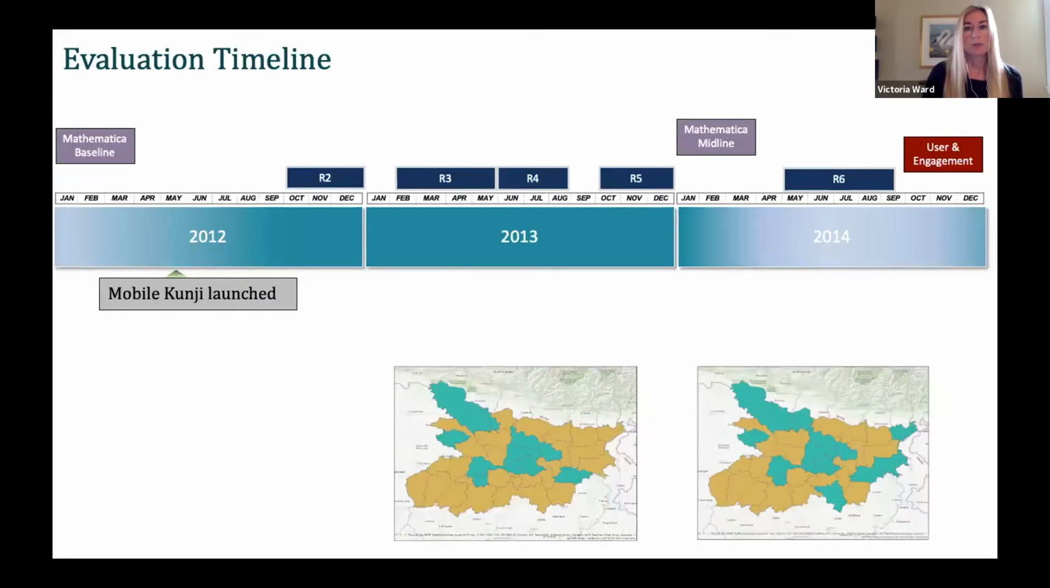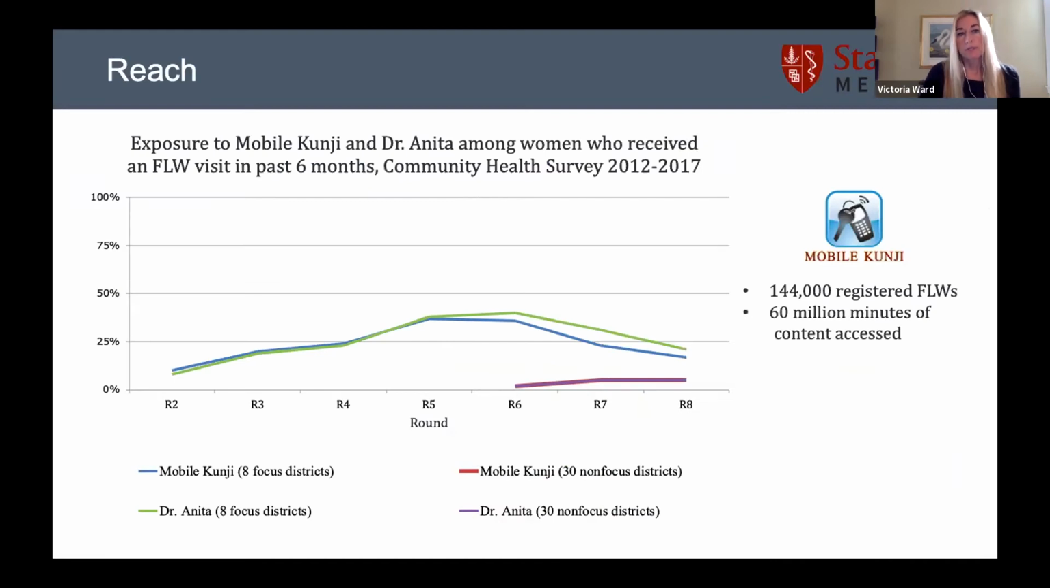So when we turn to the timeline of implementation, similarly to what Gary presented, Mobile Kunji was launched in 2012, and then we'll look over time at what the survey showed, and I'll go through that data. Turning to the results, looking at reach from the CHS survey, amongst women who reported that they had been visited during their most recent frontline worker visit in the past 6 months, they were asked whether they were exposed to the Mobile Kunji tool. And you see that at the peak of implementation, approximately 44% of women said that they had been exposed to the tool.